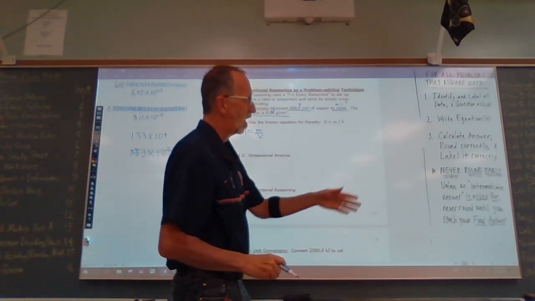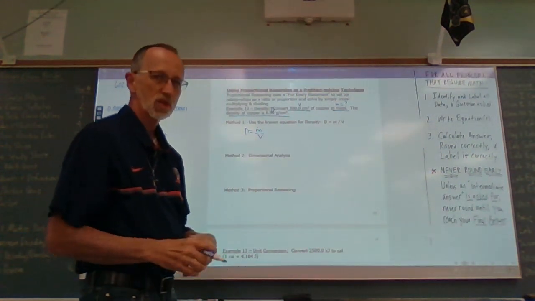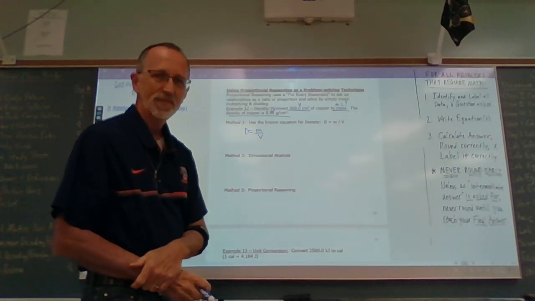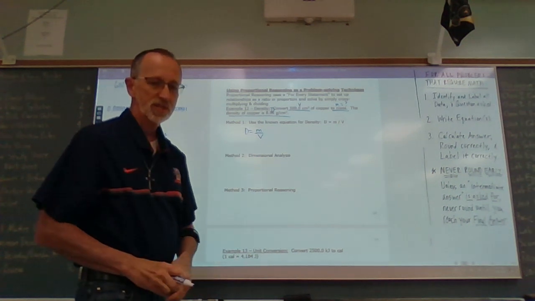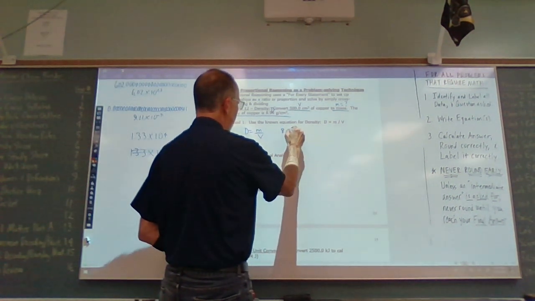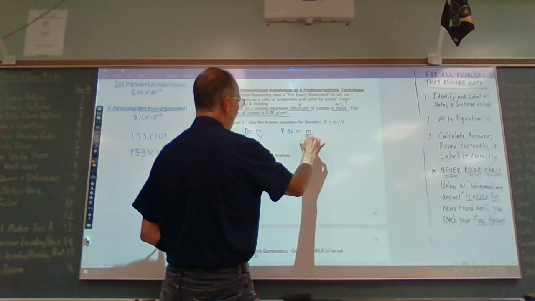Again, I'm going to follow the rules here that show everything you're supposed to do. So we've labeled the data and identified the question. Here's our equation. We'll now plug in the numbers. So we have 8.96 as our density equals M over 500.0.